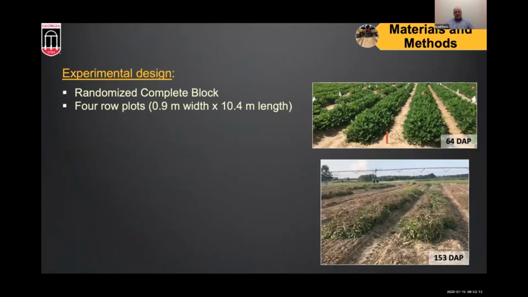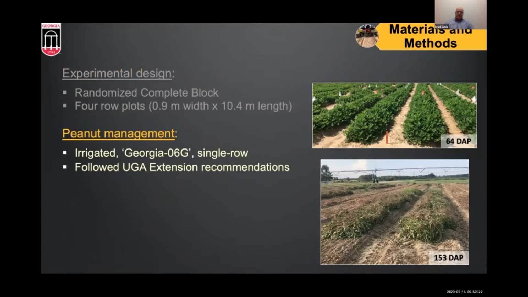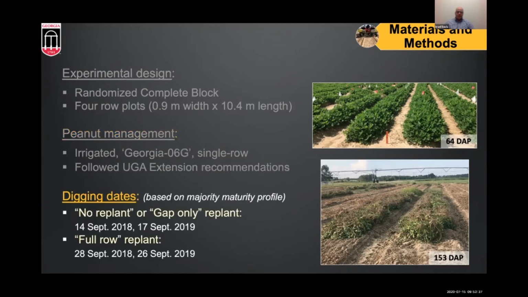The experimental design was a randomized complete block with 4-row plots at 0.9 meter row width and 10.4 meter row length. Peanut management, all of the plots were irrigated. We used Georgia 06G and a single row pattern. And we followed UGA extension recommendations for the management of the crop throughout the growing season.